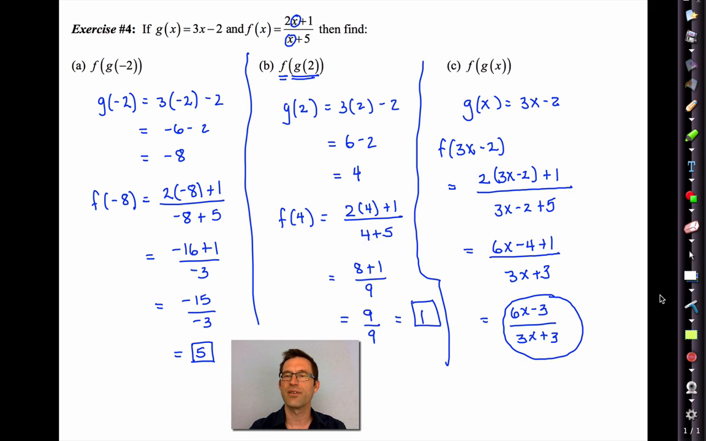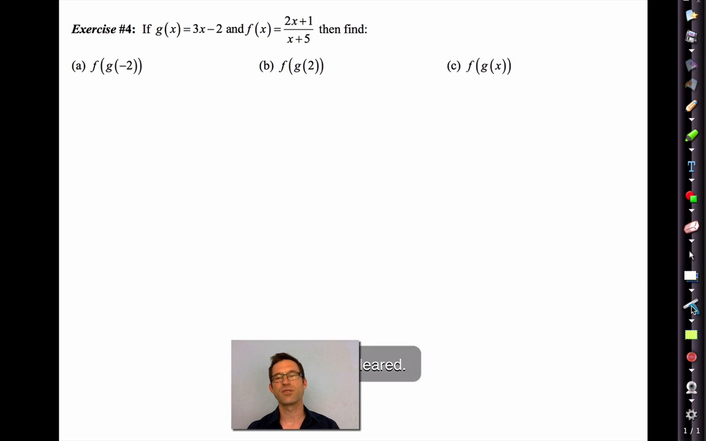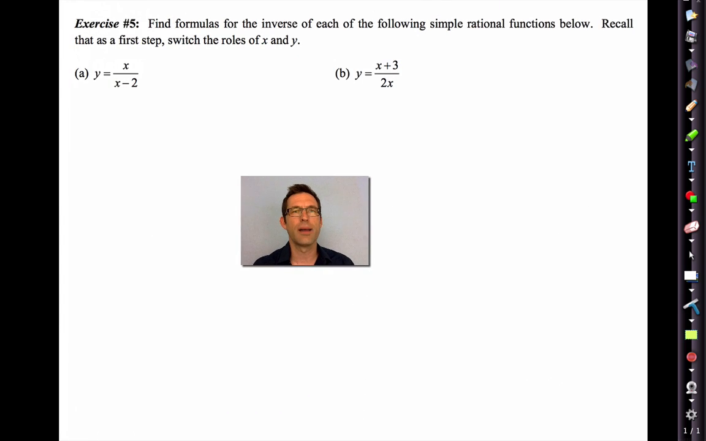All right, let's clear out the text. That's gone. And now let's do something that it's been a really long time since we've done. Exercise 5, again maintaining skills, says find formulas for the inverse of each of the following simple rational functions below.